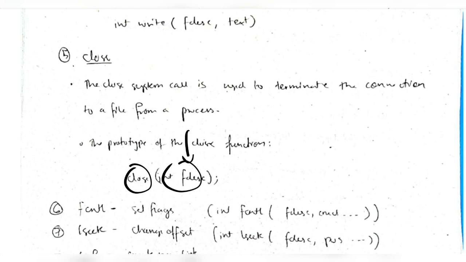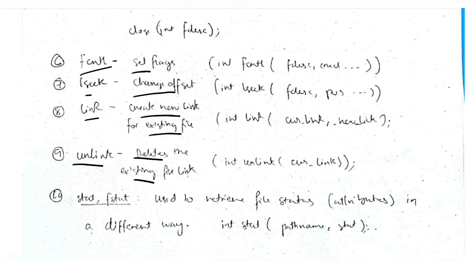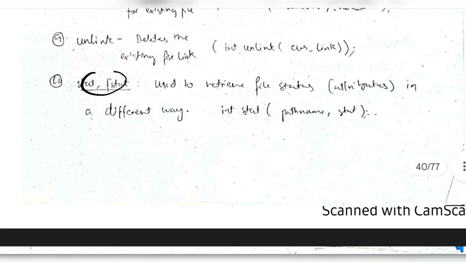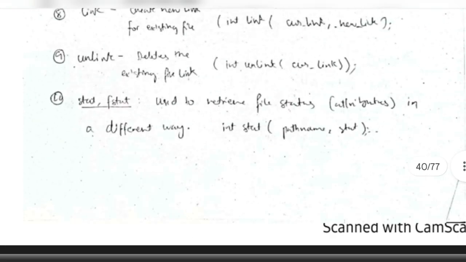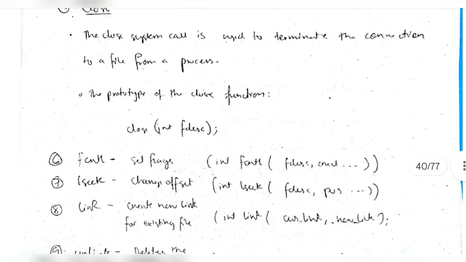Some more options also include fcntl, which is used to set the flags, and lseek to change the offset, link to create a new link, unlink to delete the existing link. Stat and fstat are used to retrieve the file status in different ways. And that's all about the general Unix file APIs. You just have to write the API syntax and what it means.